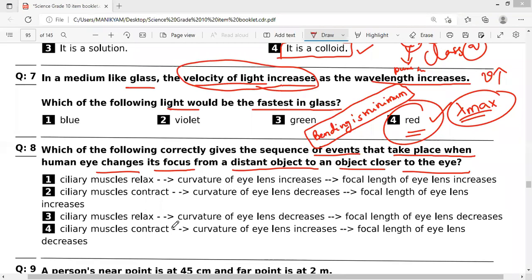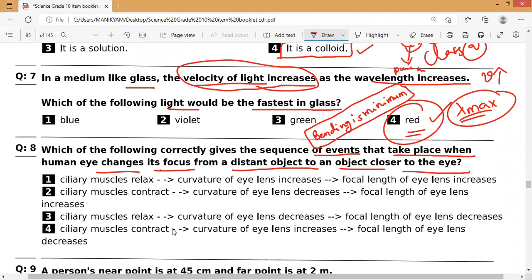First of all, tell me, for far objects we need low converging power. So ciliary muscles will be in relaxation or contraction? Sir, for far objects the muscles relax. Relax. Observe very carefully.